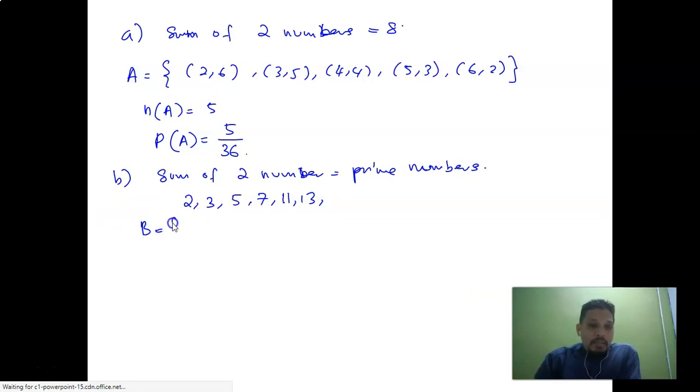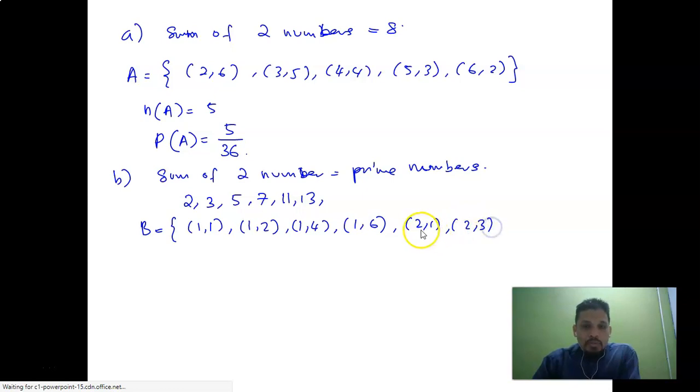The result of getting a prime number with 1 and 1. 1 and 2, 1 plus 2 equal to 3 here. Then 1, 4, 1, 6. 2, 1, 2, 3. 2, 1 plus 1 equal to 3. 2 plus 3 equal to 5. Okay. 2, 5 equal to 7. Then 3, 2 equal to 5. 3 plus 4 equal to 7. 4 plus 1 equal to 5.